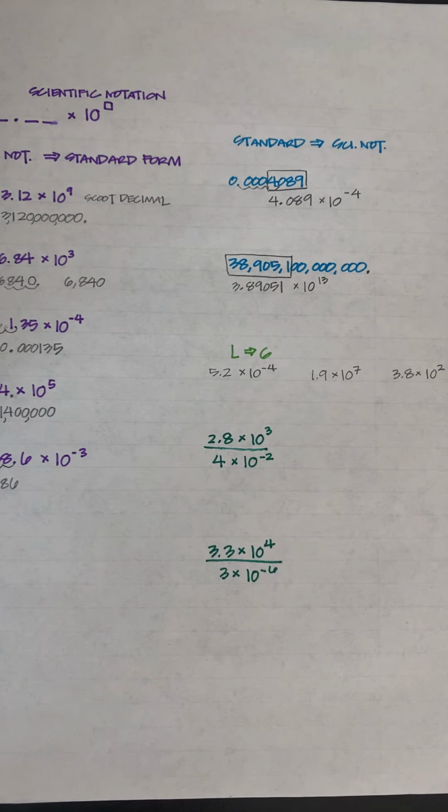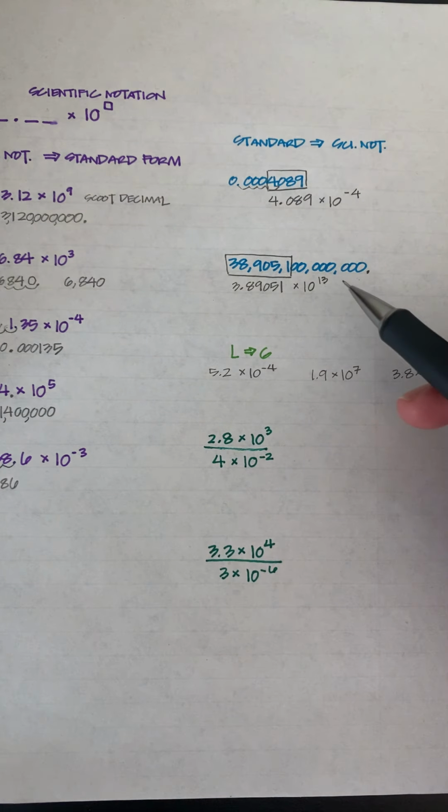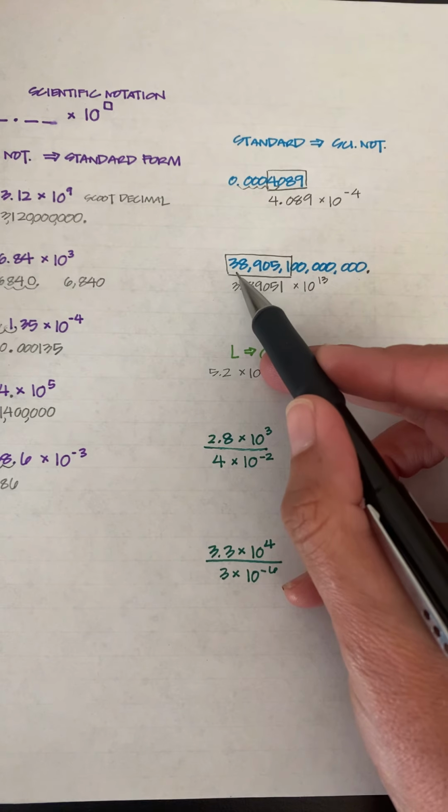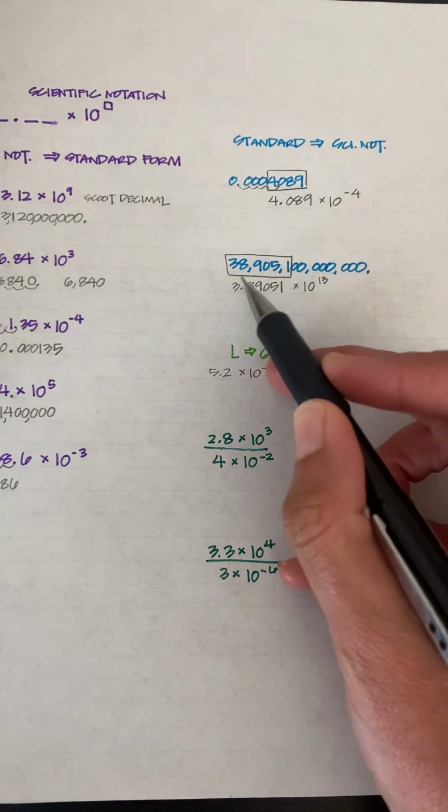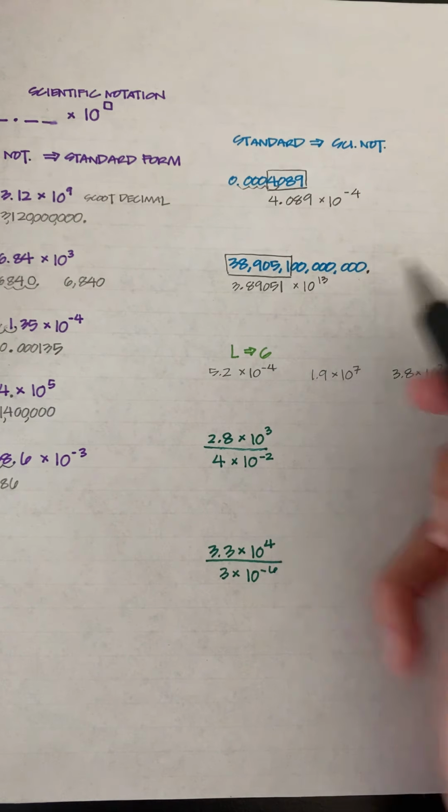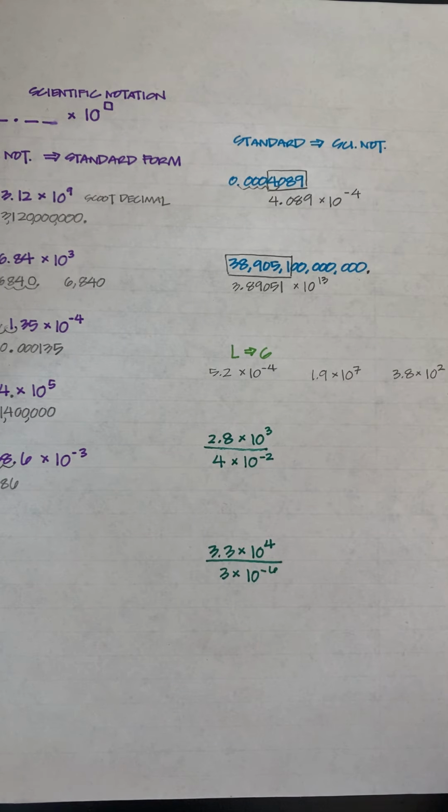Now you can always check your work. If you're not sure about the exponent 13, try it this way, right? This says, hey, move 13 to the right. So you can scoot it, scoot it, scoot it, and see if it ends in the appropriate place.